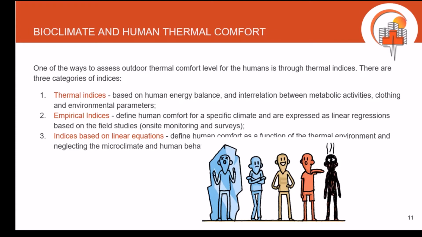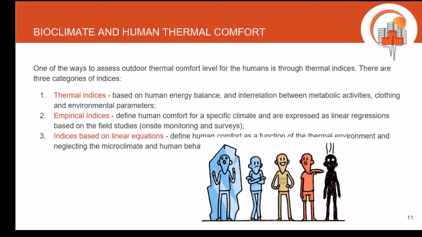They also take into consideration clothing and also environmental parameters. When we are talking about empirical indices, then we are actually having these linear regressions that are based on field studies. So empirical indices are taking into consideration empirical studies. So they are usually using monitoring and surveys for calculation. And we also have indices based on linear equations that also are taking thermal environment, but they are neglecting human behavior.